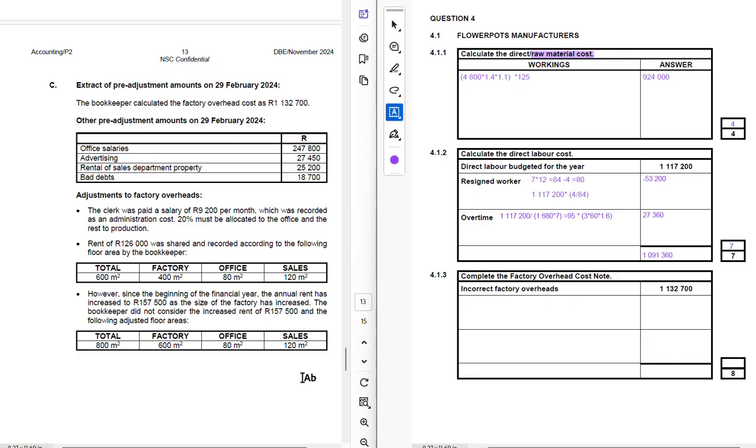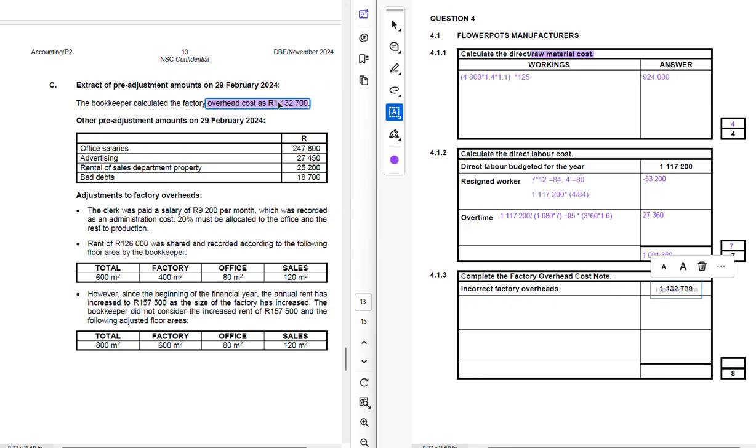As you're looking at this, what is important to note is that we are required to complete a factory overhead cost note. So we are going to be looking at the factory information, not the office, neither the sales. We have been provided a lot of information here, considering the pre-adjustment and the adjustment to the factory overheads. We need to make a decision: what are we going to consider in our calculation of factory overhead, and what are we not going to consider? The information provided for the factory overhead cost, the examiner has already brought in the amount, so we do not have to worry about it.